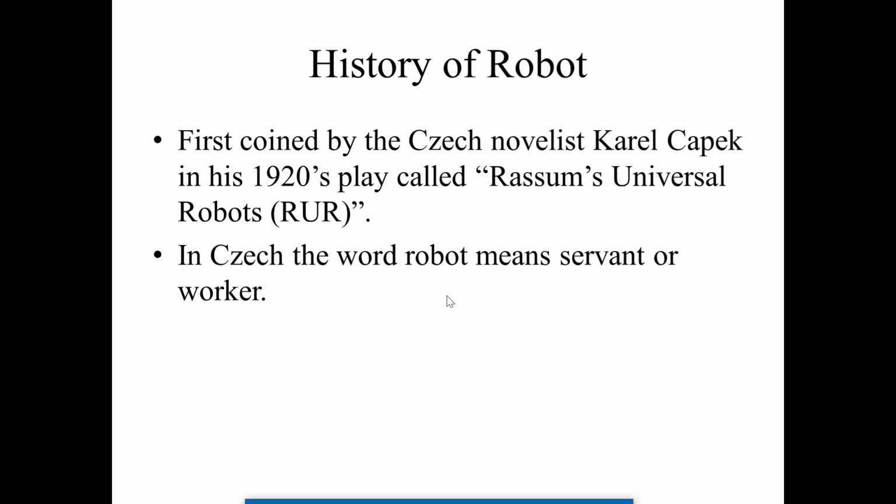The history of the robot: the word was coined by the Czech novelist Karel Čapek in his 1920s play called Rossum's Universal Robots. So in 1920, the first robot was developed in Czech by Karel Čapek. He named it Rossum's Universal Robots, RUR. It's not just a robot, it's Rossum's Universal Robot, that is RUR. In Czech, the word robot means servant or worker.